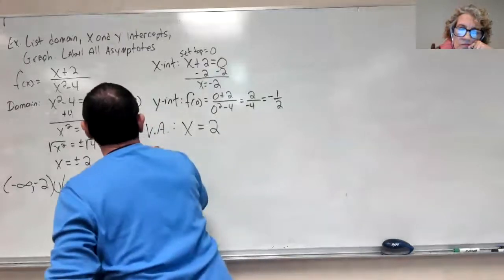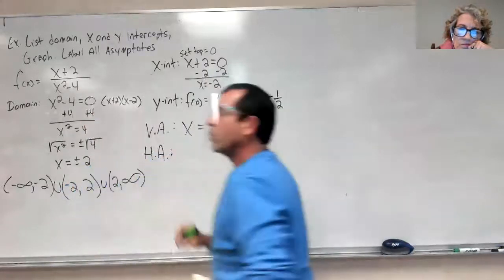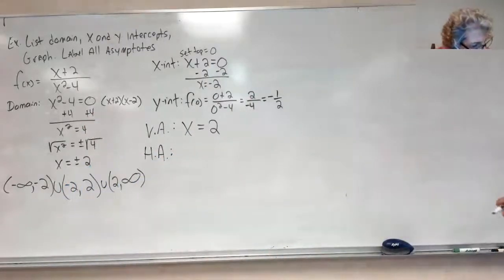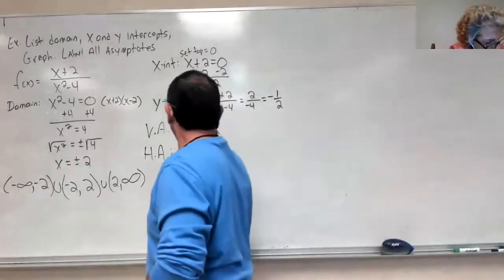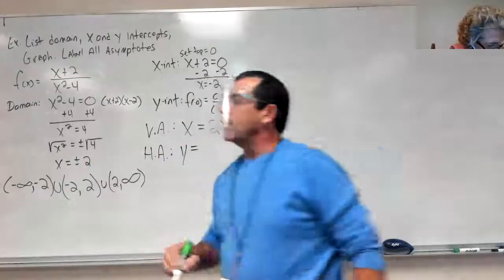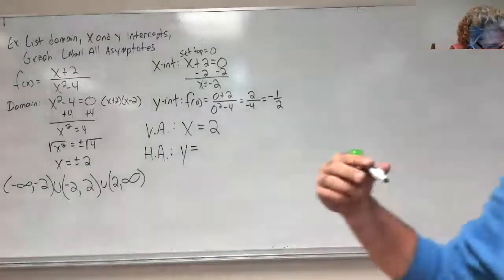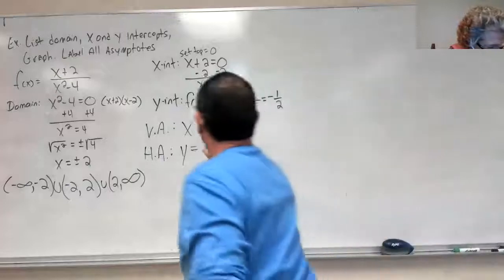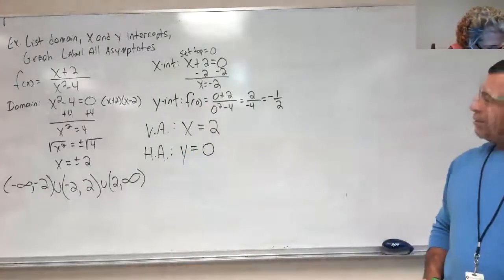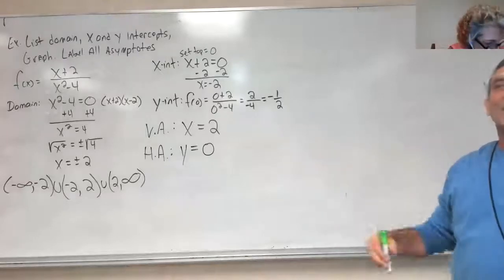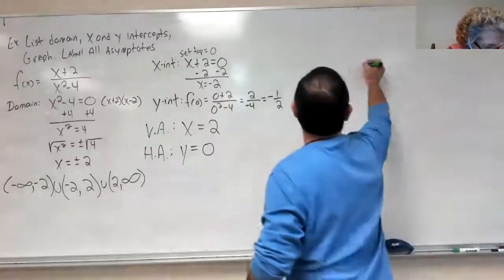So let's find our horizontal asymptote. Which is the higher degree, top or bottom? So since the bottom is a higher degree, that means my asymptote is y equals 0. And there you go. So we should have enough information to make a good graph of this.